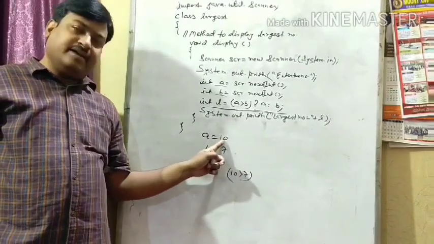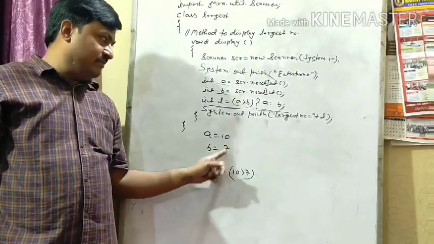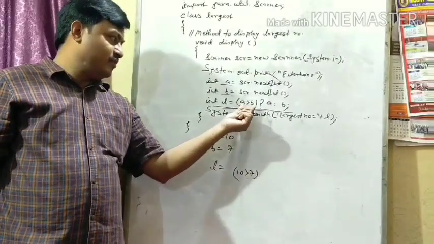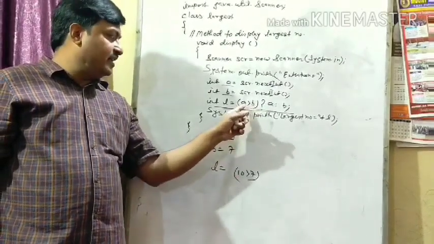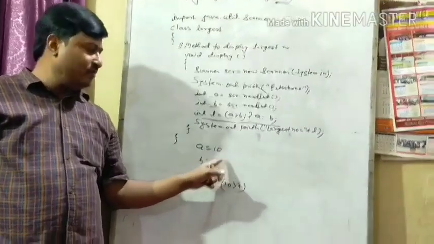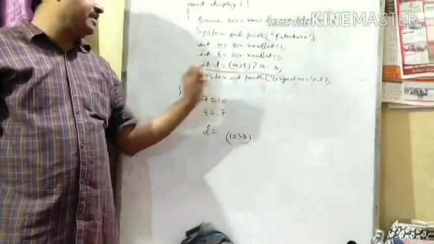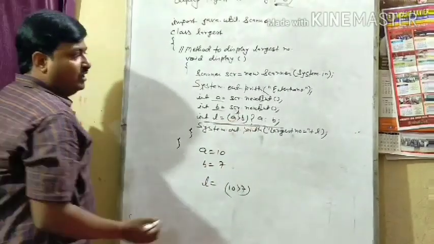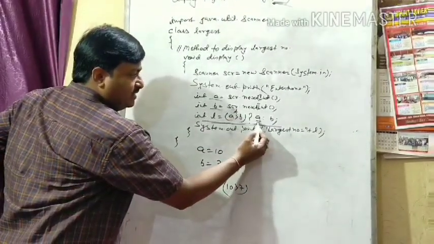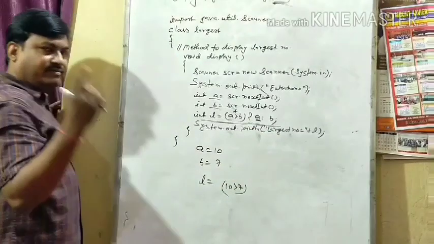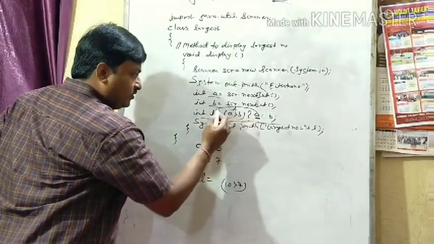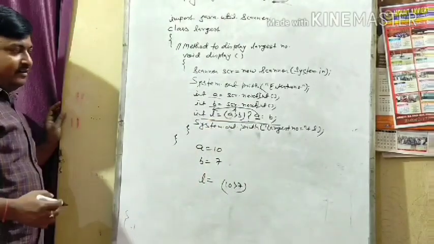So for the value A equal to 10 and B equal to 7, is this condition true or false? True. For the condition A greater than B, with A equal to 10 and B equal to 7, this condition is true. So when the condition evaluates to true, the first statement will be executed because the first statement is the true statement. Therefore A will be executed and stored in L.